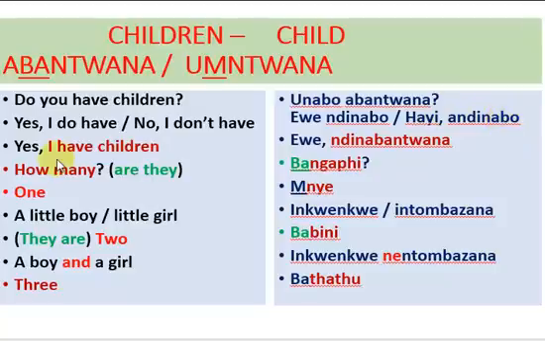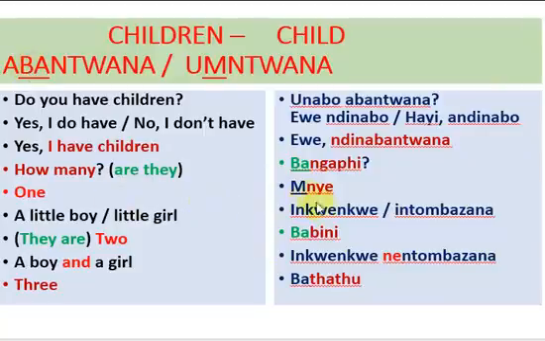Andinabo. Or you could say, yes, I do have children, and include the noun: ewe ndinabantwana. If that is the case, ba ngapi. Ba, they, ngapi are how many. Ba ngapi, how many are they? Who are they? They are abantwana. So we use ba ngapi because of the underlined ba we see in the noun.